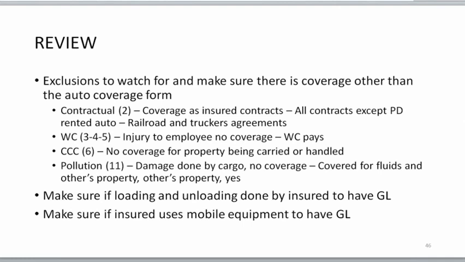Make sure if loading and unloading is done by the insured, they have GL. By hand truck, anything attached to it is auto. But once it's delivered and falls off, then it's GL when it gets to its final destination. If it's being unloaded by a forklift, a front-end loader, or a crane, then it's GL doing the loading and unloading. So you want to make sure if the insured uses any kind of mobile equipment that they have a GL policy.